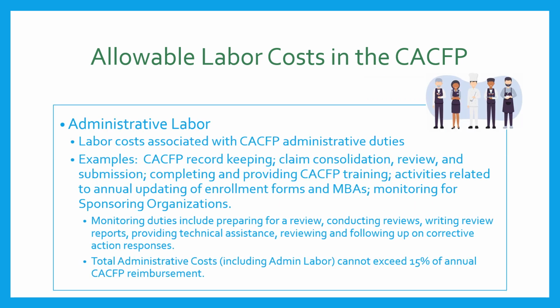Administrative labor costs in the CACFP include duties required to administer the program. Examples of administrative labor costs include planning, organizing, and managing the food service operation; CACFP record keeping; claim consolidation, review, and submission on a monthly basis; completing and providing CACFP training; activities related to the annual updating of enrollment forms and meal benefit applications, such as sending out and collecting forms, follow up with parents or guardians, and eligibility determinations.